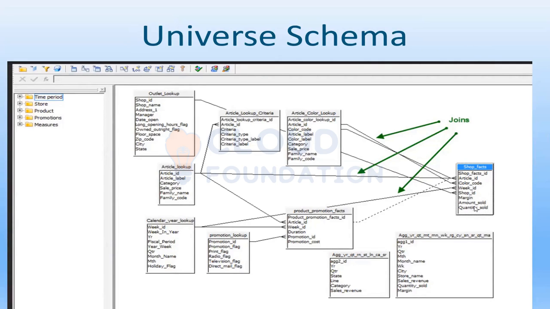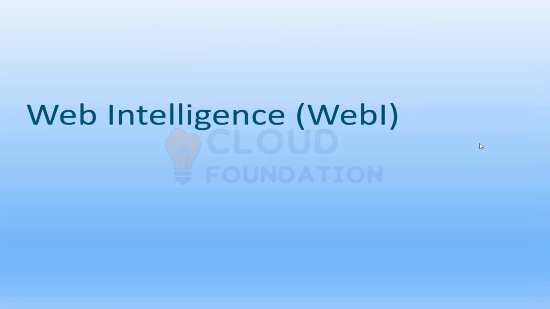For the objects in these tables, we will write formulas and create objects here that we will directly use from our Web Intelligence reporting perspective. It is a universe schema. After we finish our universe using IDT, we will go ahead and create Web Intelligence reports.